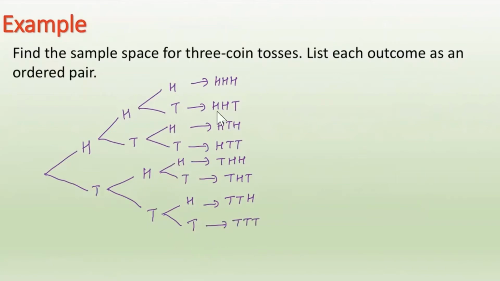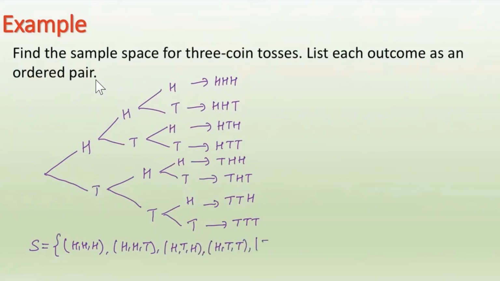So I wrote the outcomes using the tree diagram, but we are asked to list them, that is, we have to separate by comma and write as ordered pairs. So if I write that sample space, the first outcome is head, head, head. When you write as an ordered pair, you have to put the commas like that. Second, you have head, head, tail. Third is head, tail, head. Fourth is head, tail, tail.